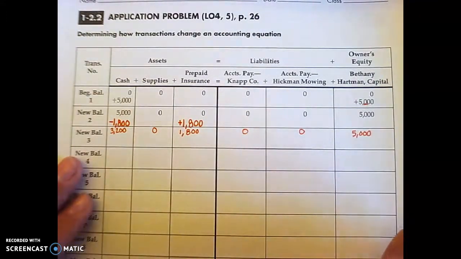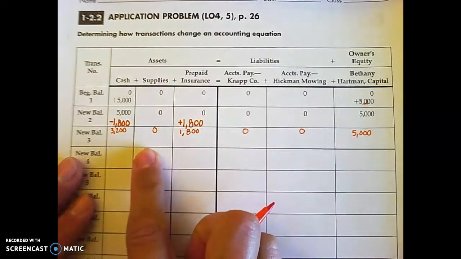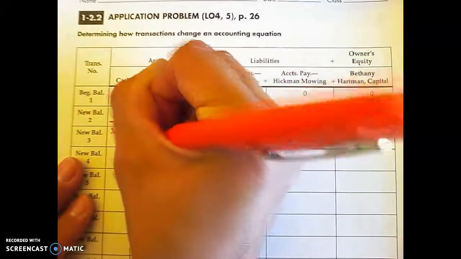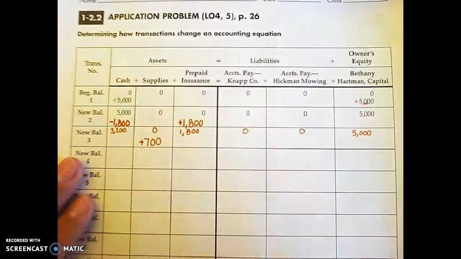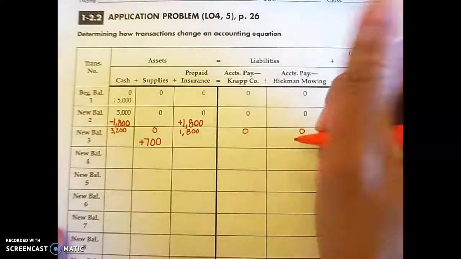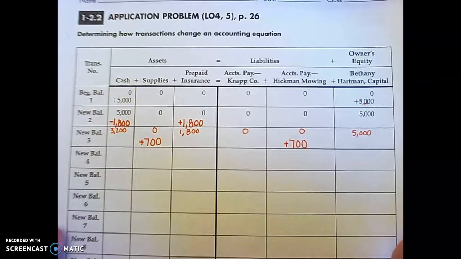Okay, third transaction. We bought supplies on account from Hickman Mowing, $700. So we bought supplies. Our supplies account will be affected. It is increasing, so we will do plus 700. And we also will have an accounts payable. Make sure you're using the right one. We bought from Hickman Mowing, so the amount we owe them is increasing by $700.